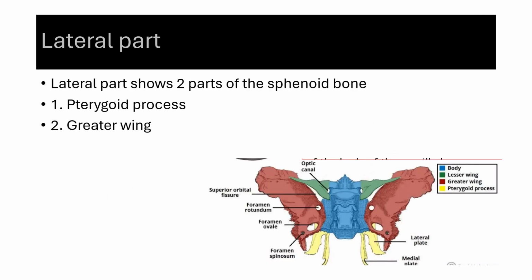Now we'll study the lateral part of the middle part of Norma basalis. The lateral part can be studied in two parts, or the lateral part shows two parts of the sphenoid bone. First is the pterygoid process and second is the greater wing. We can see both. The pterygoid process is further divided into the lateral plate and medial plate, which we can see in yellow color in the diagram, and the greater wing is shown by red color.